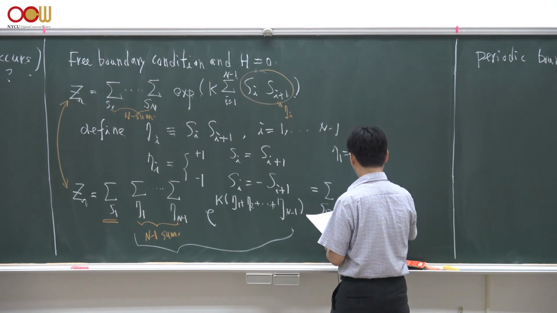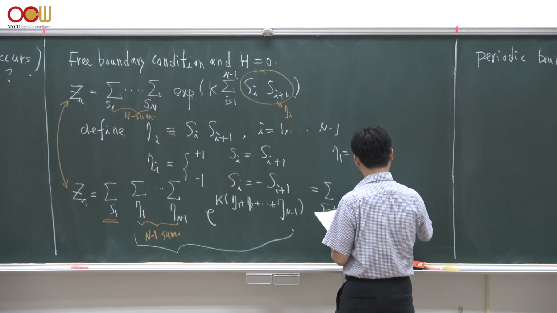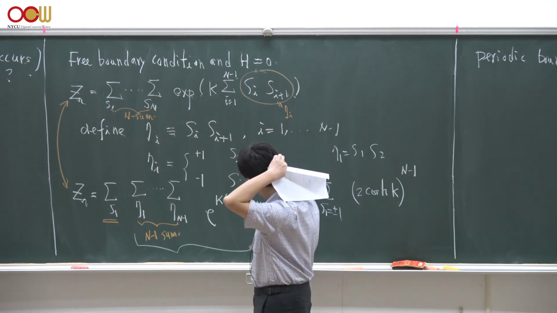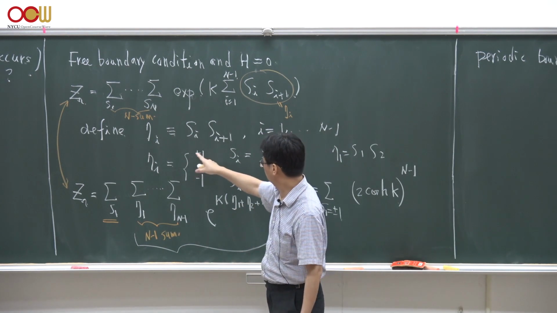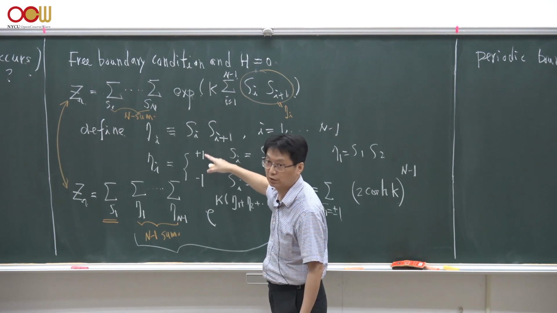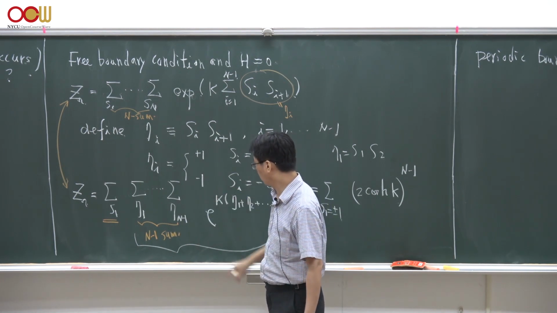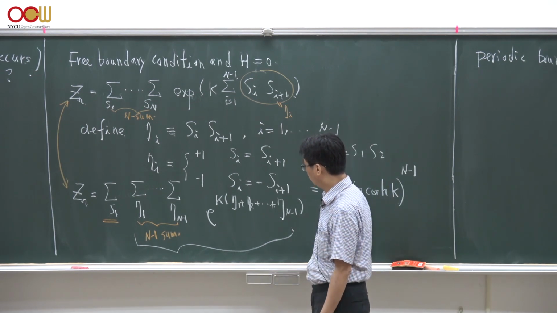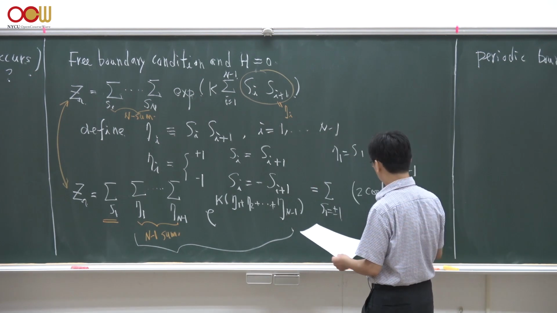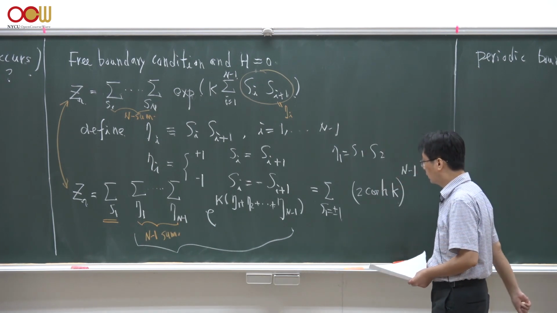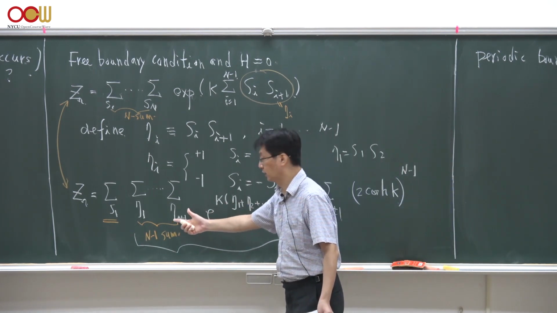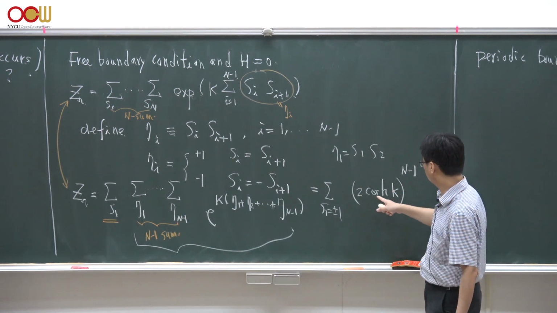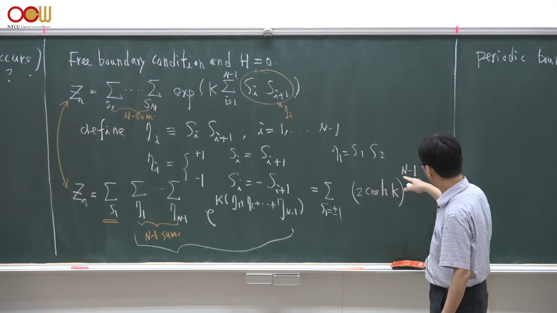But these independent summations over eta i give you just 2 cosh k, right? Because each eta i can have only 2 possible values, plus or minus 1. When you sum over all possible values of, say, eta 1, you get e to the k plus e to the minus k, which is 2 times cosh of k. But you get n minus 1 such independent summations and multiply them together, and therefore you get 2 times cosh k altogether to the power of n minus 1.